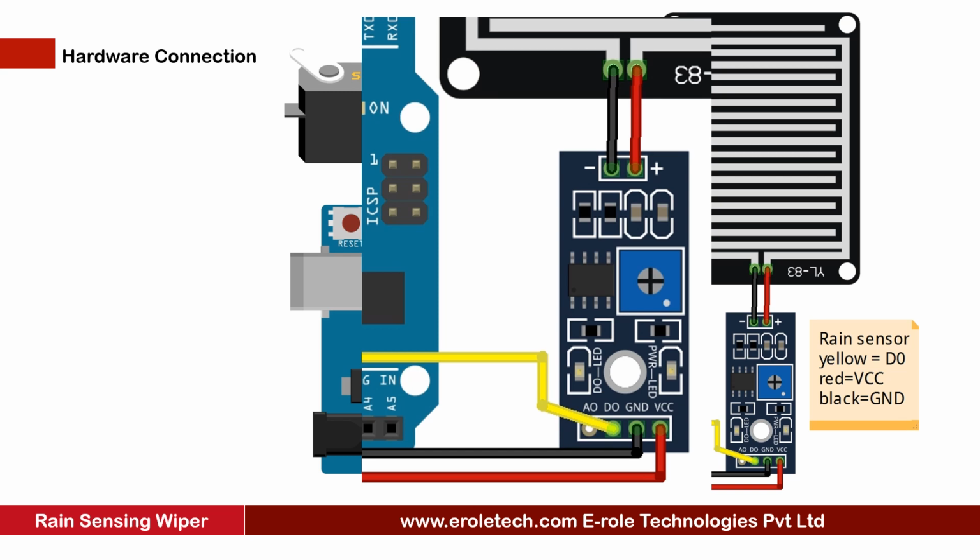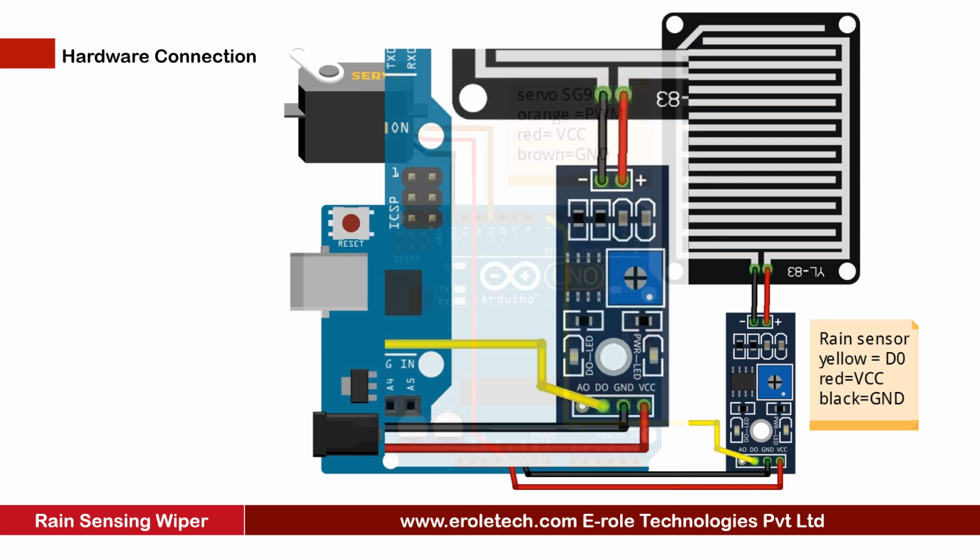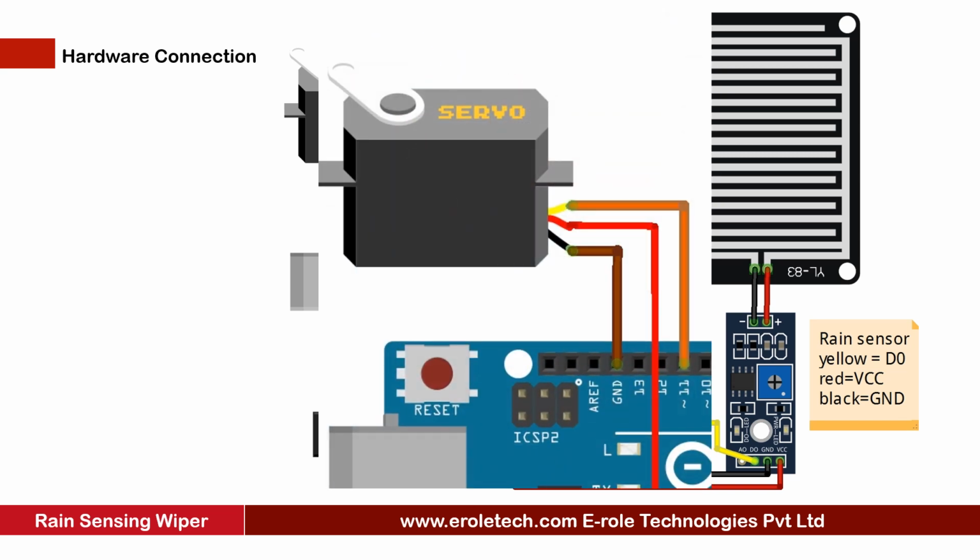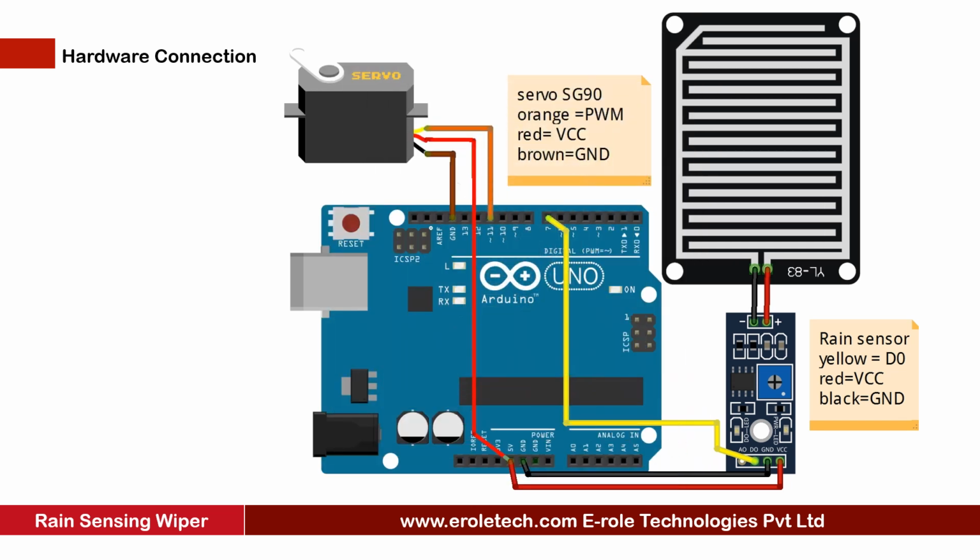7 of Arduino. The servo motor has 3 wires: red, orange, and brown. Connect the red wire with the 5-volt pin, brown wire with the ground pin, and orange wire with pin number 11 of Arduino. The orange wire is used to give control signals to the servo motor.